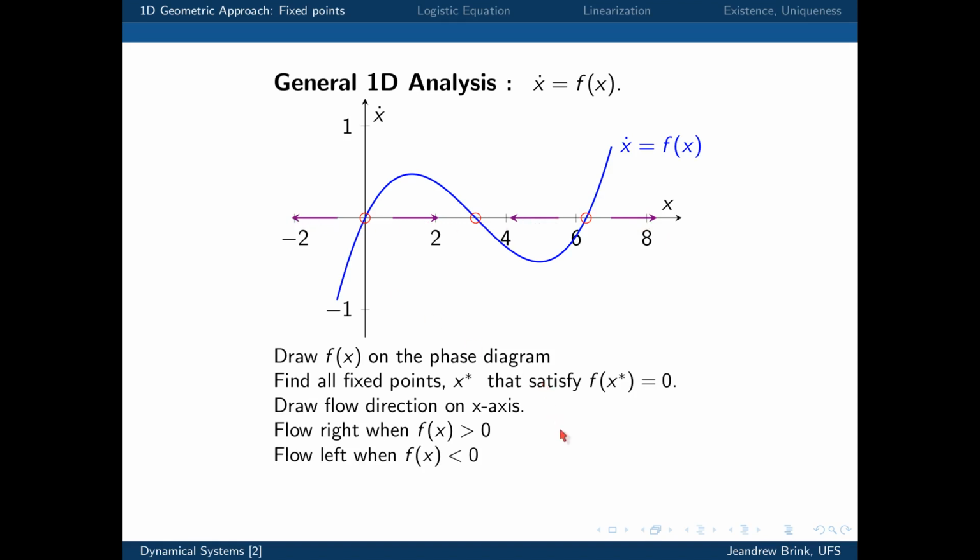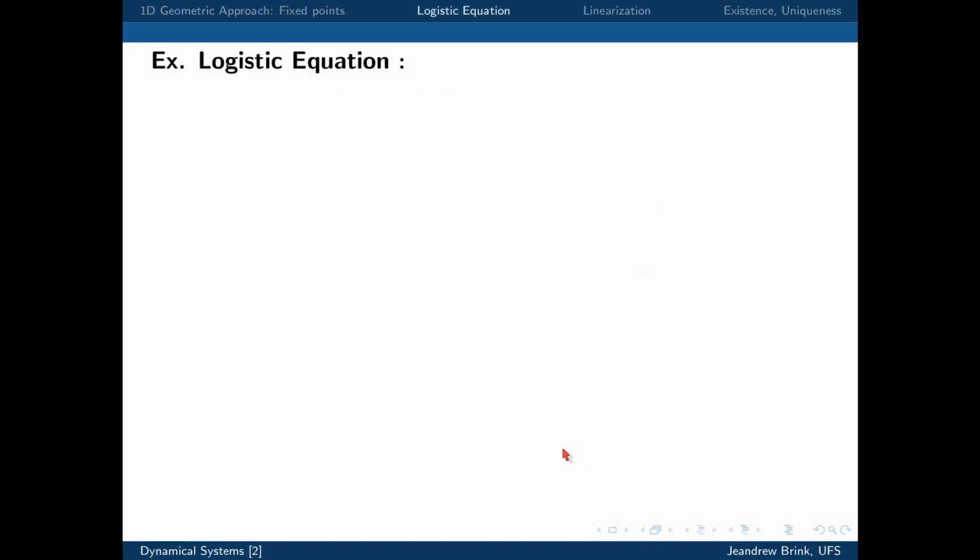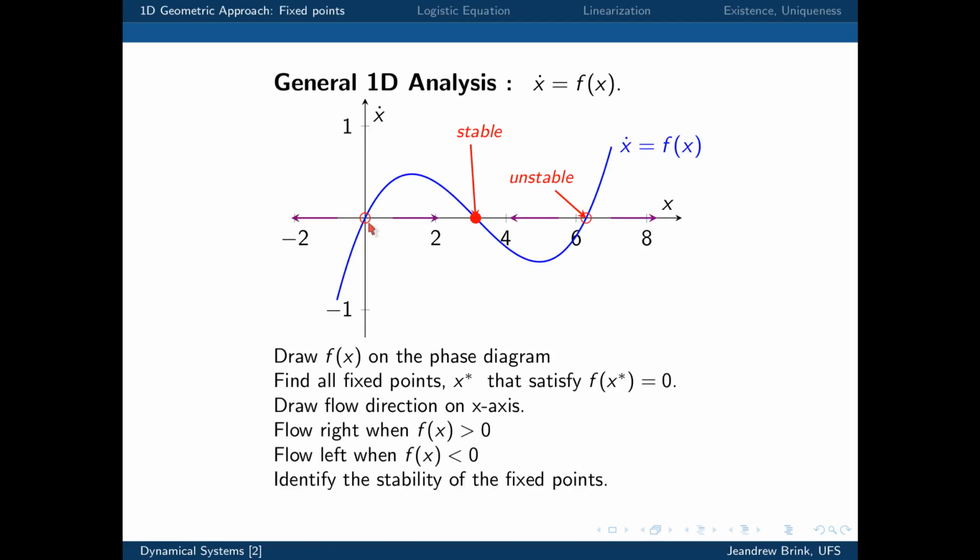And once you've done that, you can immediately identify the stability of your fixed point. So this is a stable fixed point where the arrows point towards, and this is an unstable fixed point. Okay. And we can then fill it in. So unstables, remember, are empty circles. Stables are filled circles. And this other one is also an unstable fixed point.